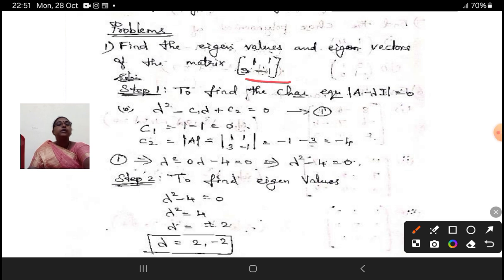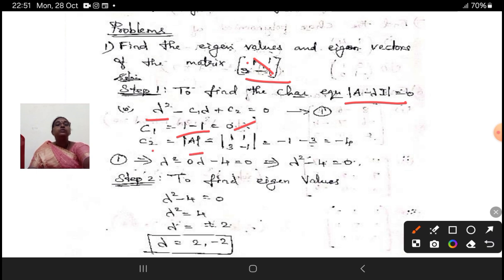First find the characteristic equation, determinant of A minus lambda I equal to 0. If it is a 2 cross 2 matrix, you get a quadratic equation: lambda squared minus C1 lambda plus C2 equal to 0, where C1 is the sum of the main diagonal elements. Here the main diagonal elements are 1 and minus 1, adding these two you get 0. And then C2, C2 is determinant of A.